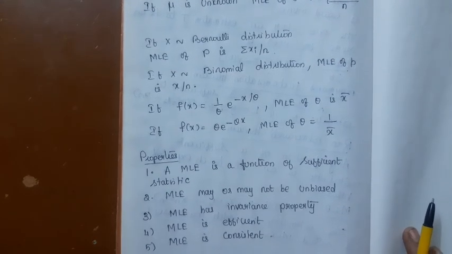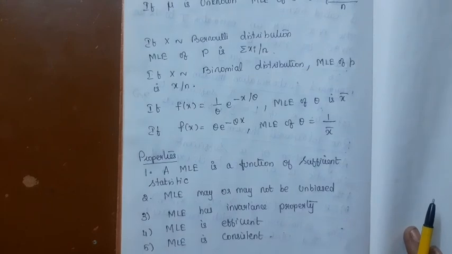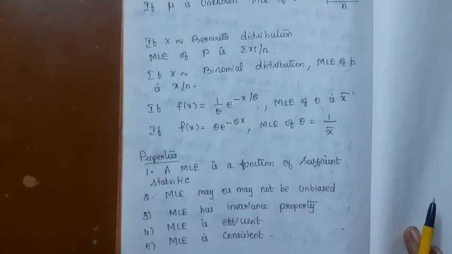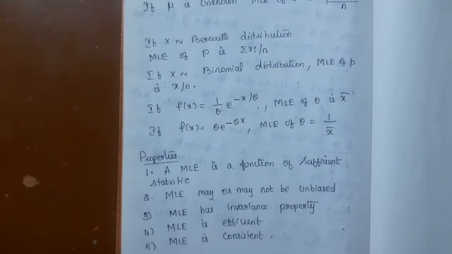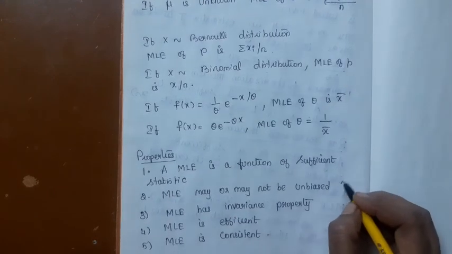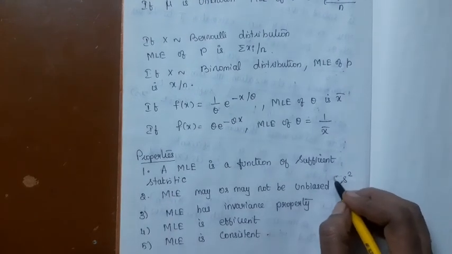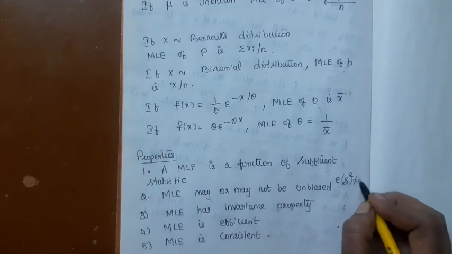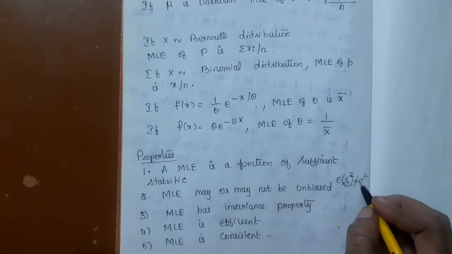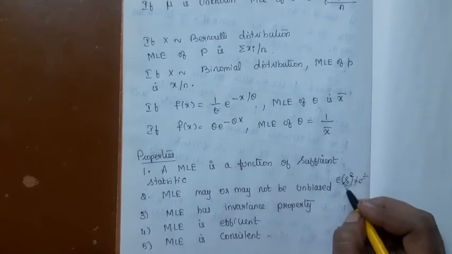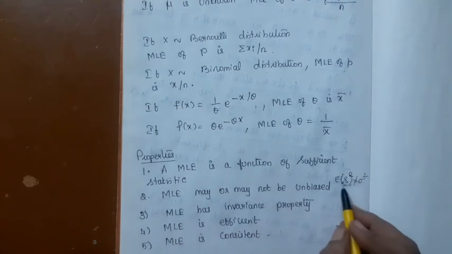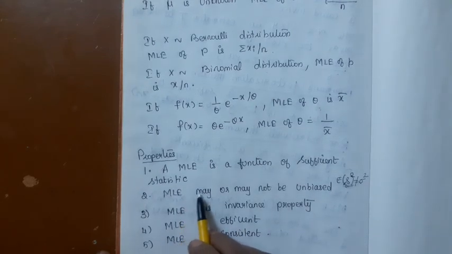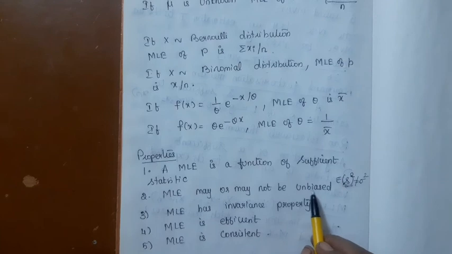And the properties: MLE is a function of a sufficient statistic, always true. MLE may or may not be unbiased. For example, you know S square is a biased estimator of sigma square. But this S square is the MLE of sigma square. So based on this point you can say MLE may not be an unbiased estimator of its parameter.